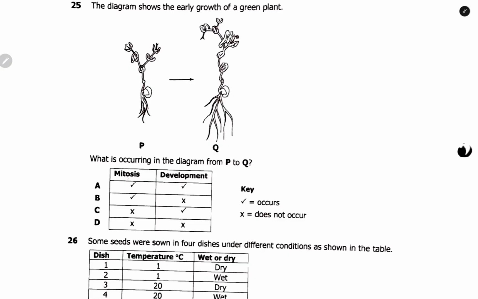Mitosis. Mitosis is the one that leads to the number of cells increasing. So when it comes to dividing of cells for growth, mitosis occurs. So mitosis needs to be ticked, as you can see from the key. So mitosis occurs. Then also development. Okay, then now, so the answer here, I'll go for A. But of course, please bring out what you think is the answer here also.